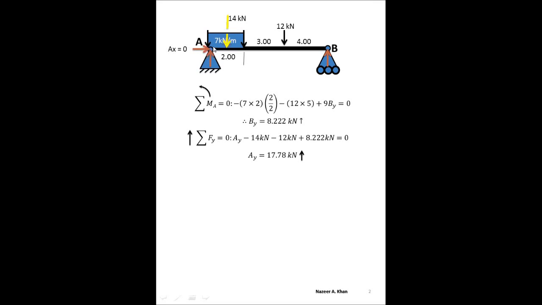I'm going to do moments about point A. It'll eliminate the most amount of unknown force at that point. I'm going to have a moment that's created by the UDL, a moment that's created by the point force, and a moment that is created by the reactant at B. Okay, so we're going to have 3 moments.